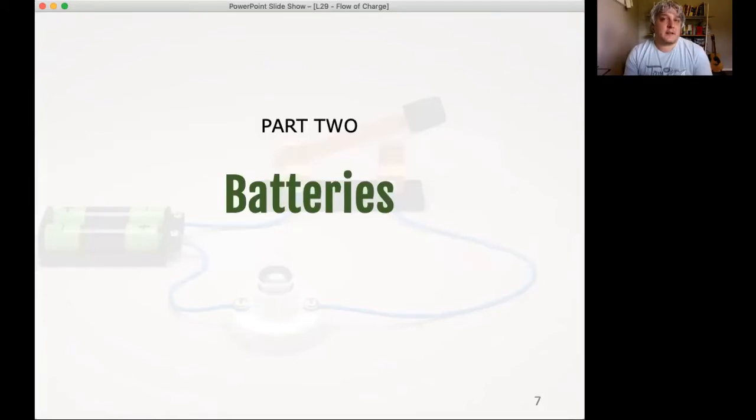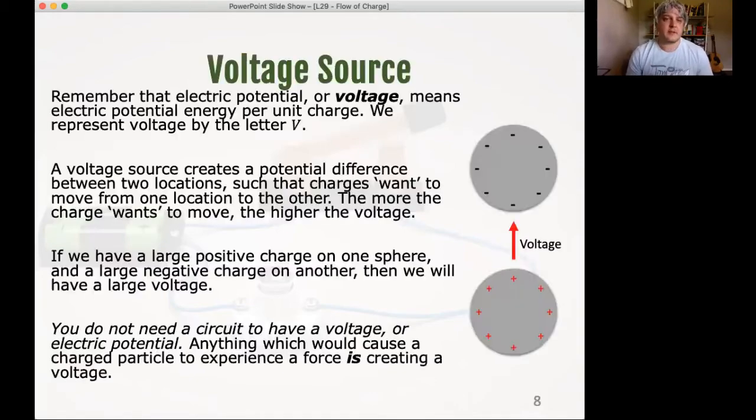Now that we understand how to define current, let's talk about batteries, the things that cause current in our circuit. We all know that you put a battery in and that causes the electricity in a circuit to go, but how do batteries actually cause that? We've actually already talked about this idea as well. We talked about the idea that if you have a charged sphere and a neutral one, or even better, a positively charged and a negatively charged, then the electrons on that negative sphere are really going to want to get to the positive sphere.